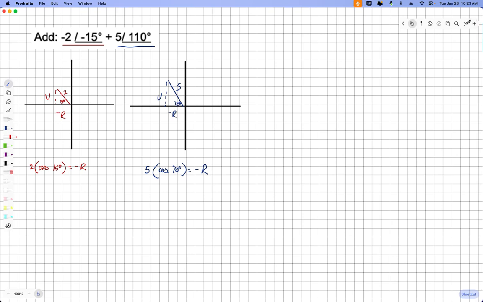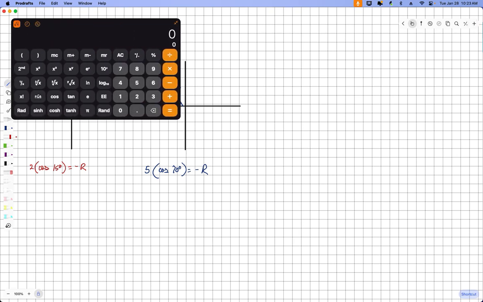So when I find that, 15 cosine times 2, 1.93. Okay. 70. Oh, I messed that up, didn't I? No, I didn't. It's a different problem. Times 5, 1.71.